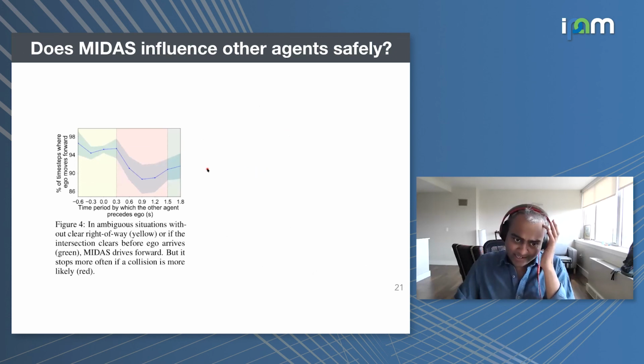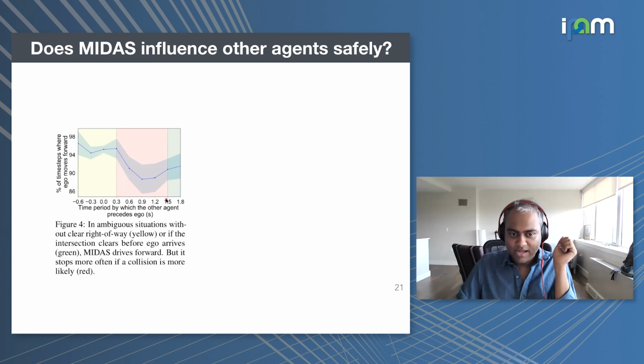The key question that we want to study was, of course, interaction. So now that you can drive safely, let us see how it interacts with other agents. And the x-axis of this plot is a little difficult to understand. It is the time by which the other agent precedes you. So if it precedes by a time of 1.5, that means that it came before you by 1.5 seconds. If it preceded you by a time of 1.8, then it came before you by 1.8 seconds. In those cases, you are happy to wait.